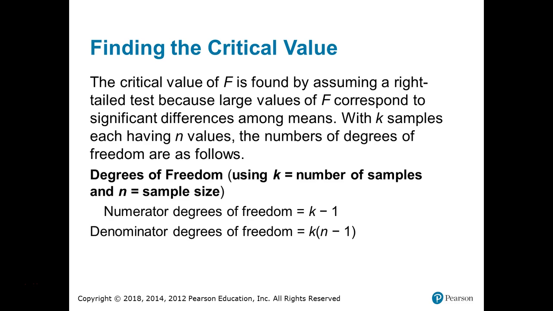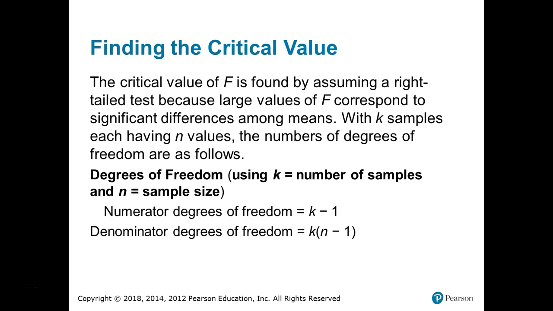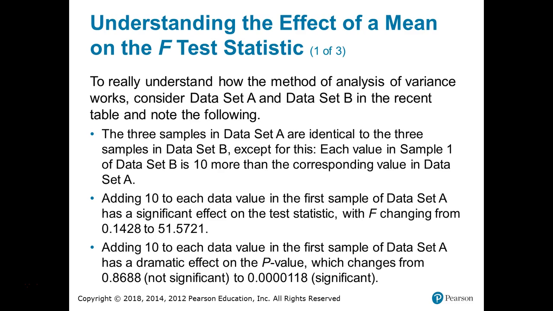Okay, so finding the critical value. The critical value of F is found by assuming a right-tail test, because large values of F correspond to significant differences among the means. Look back here. Large value of F, very small p-value. So you know what a small p-value is: if the p is low, then the null must go. Then the degrees of freedom: k would be the number of samples and n is the sample size, so that gives you your degrees of freedom.